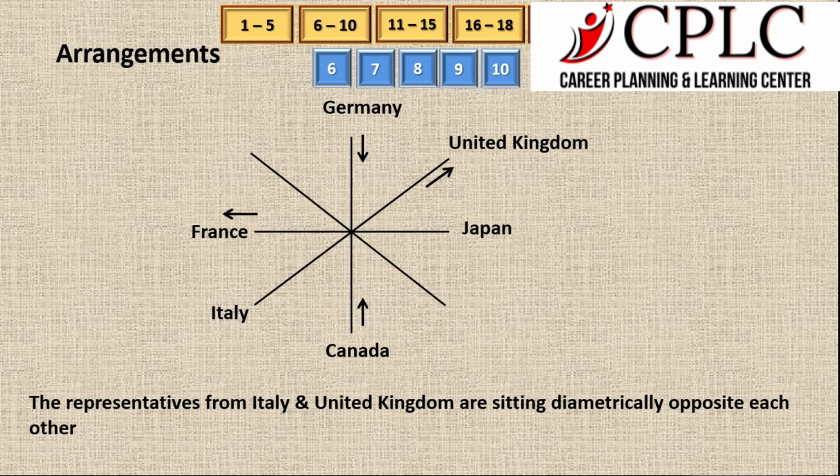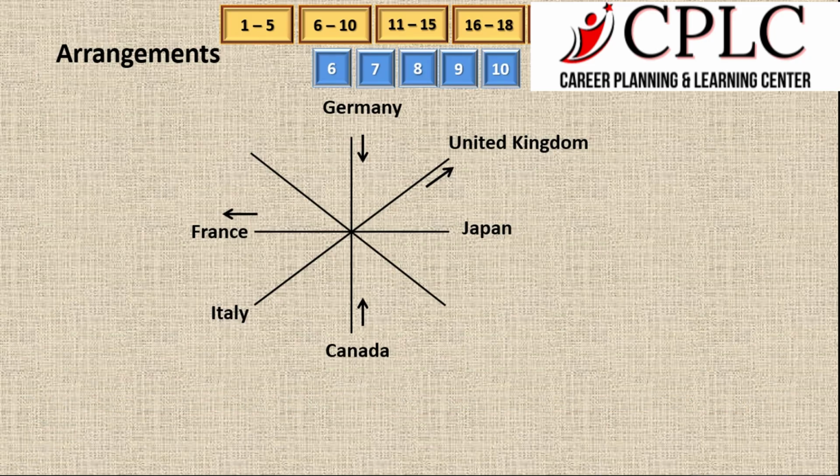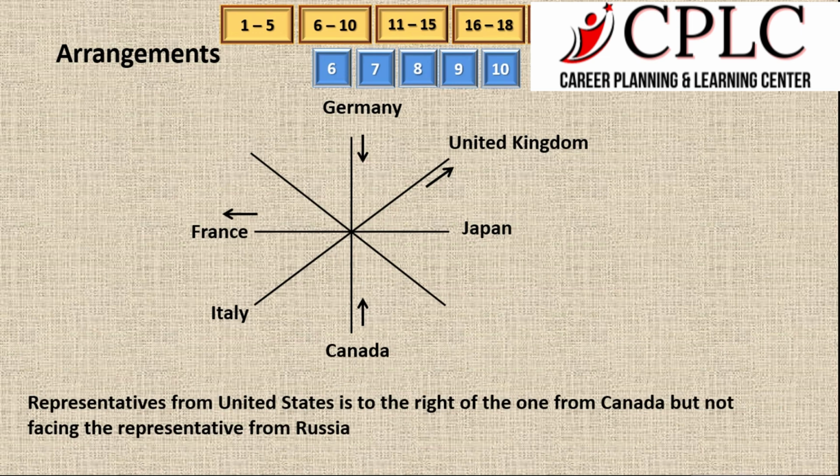So that's it. Two more positions, that is USA and Russia. The representative of USA is to the right of one from Canada, that is anti-clockwise, but it is not facing the representative of Russia. Now, if you look at the entire arrangement, there is only one last position available for Russia, which is bang diagonally opposite to USA. But the data says the USA wala, even though they are sitting diametrically opposite, he is not facing the representative of Russia. Now, when can that happen? Only and only when USA wala will face outside. So this is how again you get the arrangement.